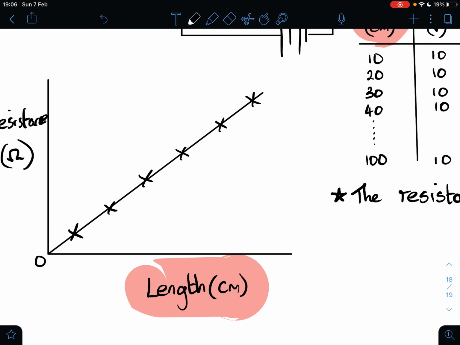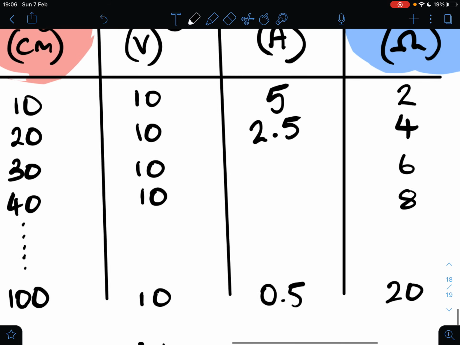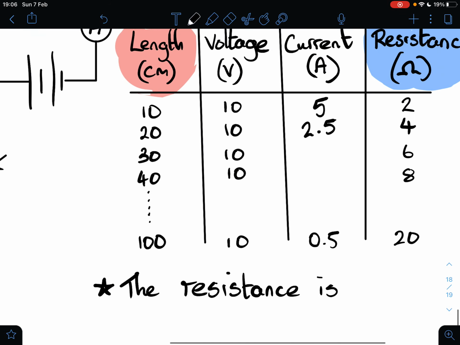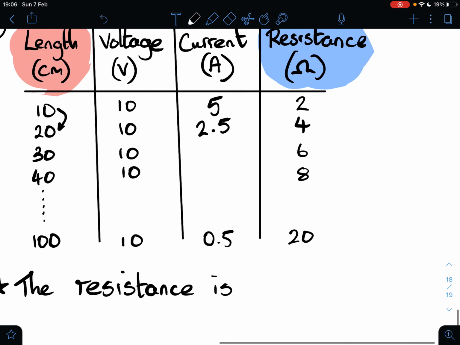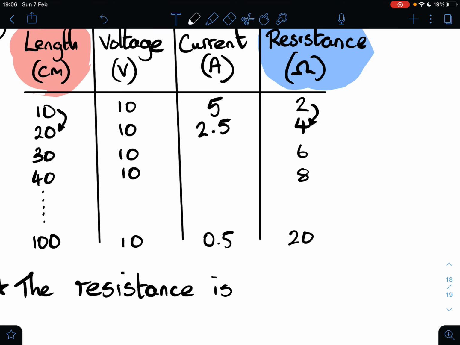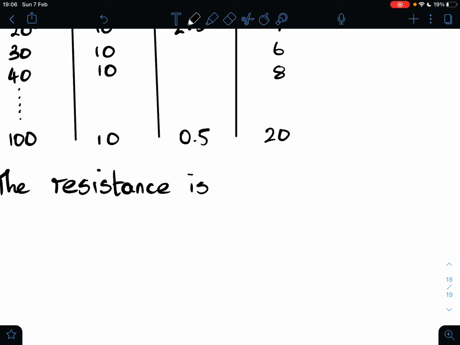It's a straight line and it's going through the origin. And if I doubled it, I doubled the other thing. So if I went from 10 to 20, I doubled it. I went from 2 to 4. Okay, so times 2 and times 2. So a relationship like that is called, I'm going to write it big, directly proportional.